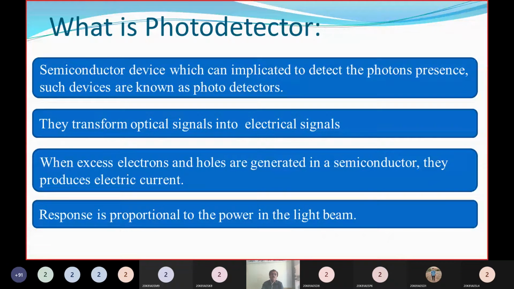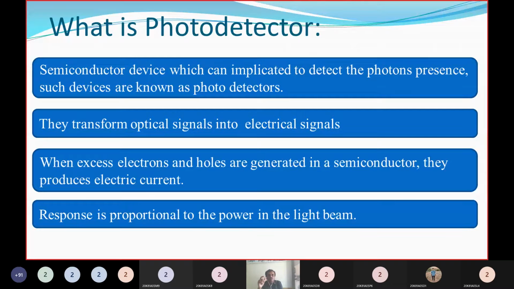One thing we have to remember here is that the light energy should be greater than the energy gap between the valence band and conduction band. Only then will the photodiode detect it.